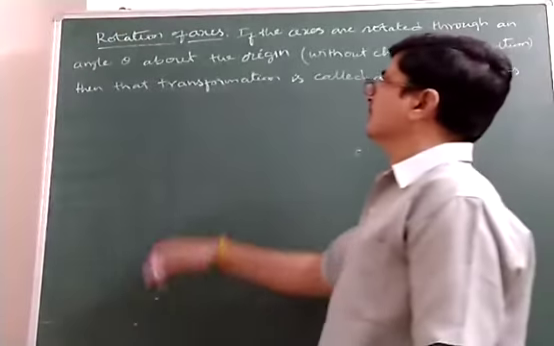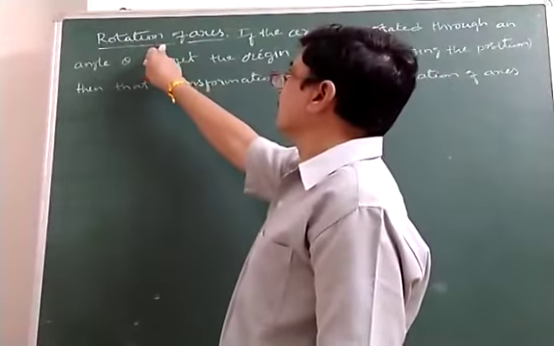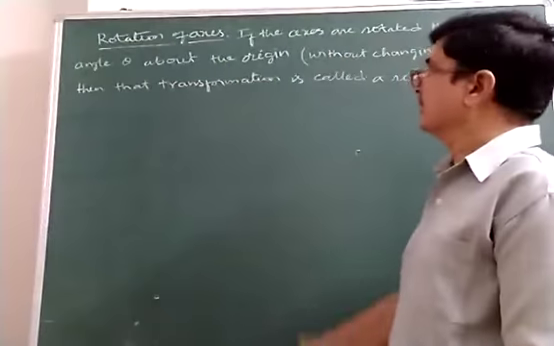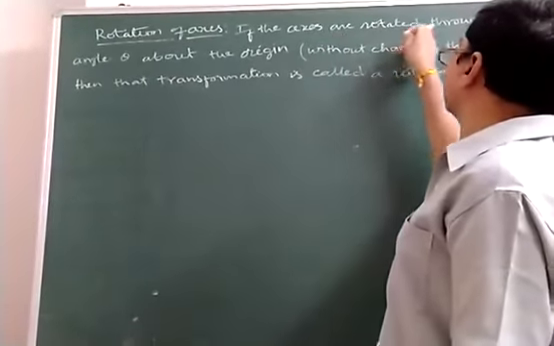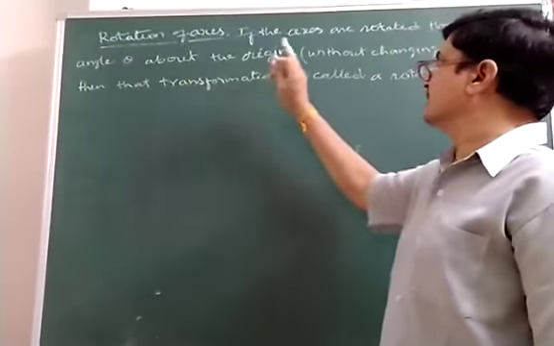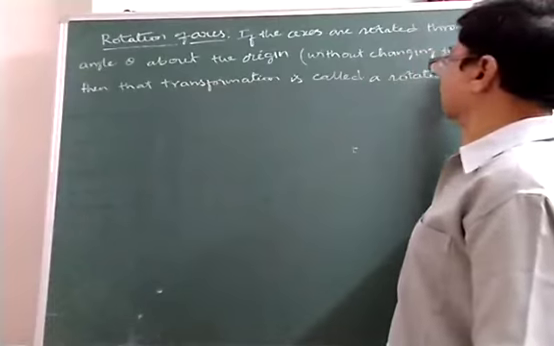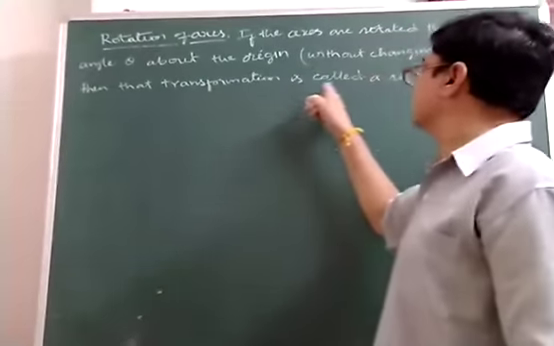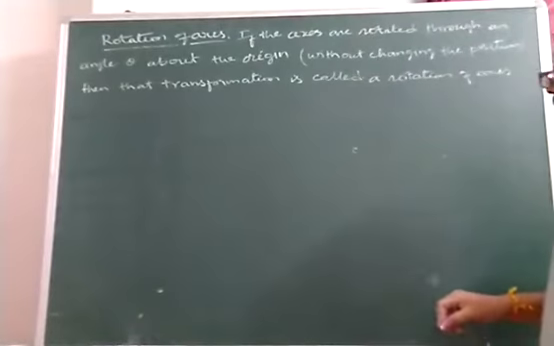Next concept point is rotation of axis. Rotation of axis means that if the axes are rotated through an angle theta about the origin without changing the position of origin, then that transformation is called a rotation of axis.